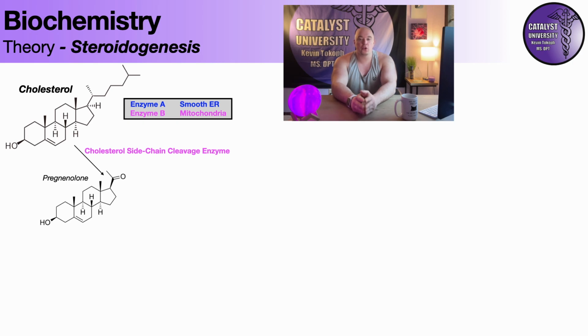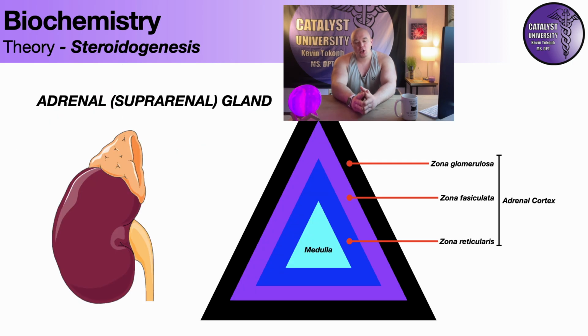So, first thing, very important, a lot of the sex steroids in humans are made in the adrenal glands. Now, the adrenal glands have two general components. There's the medulla, which is the deepest component, right in the dead center. And then outside of the medulla, you have the adrenal cortex. Now, the adrenal cortex is divided into three separate layers. From deepest to most superficial, we have the zona reticularis.